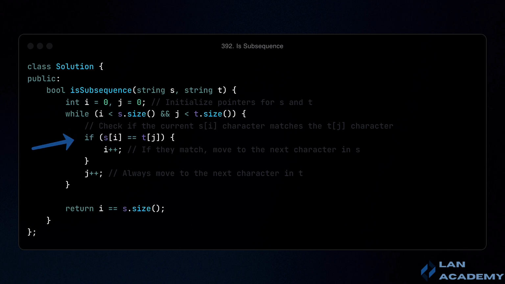If S[i] matched T[j], it indicated that S[i] could be considered part of the subsequence found in T. Consequently, I moved the pointer i forward to check the next character in S. Regardless of whether there was a match or not, I always moved the pointer j forward to continue scanning through T. Let's consider an example to illustrate this process.